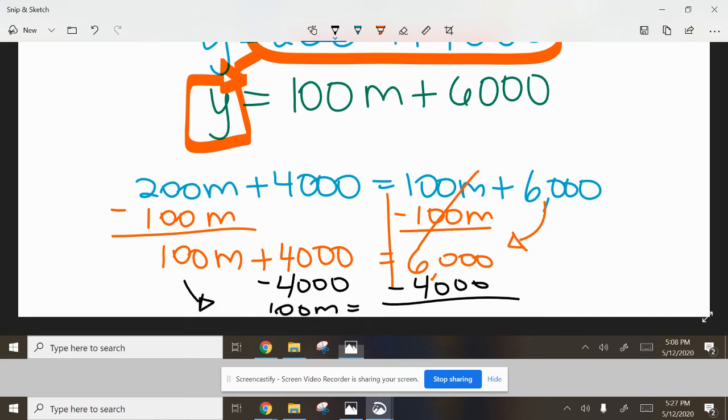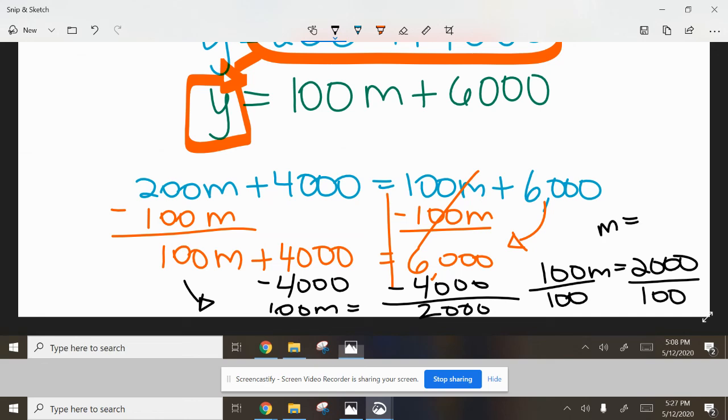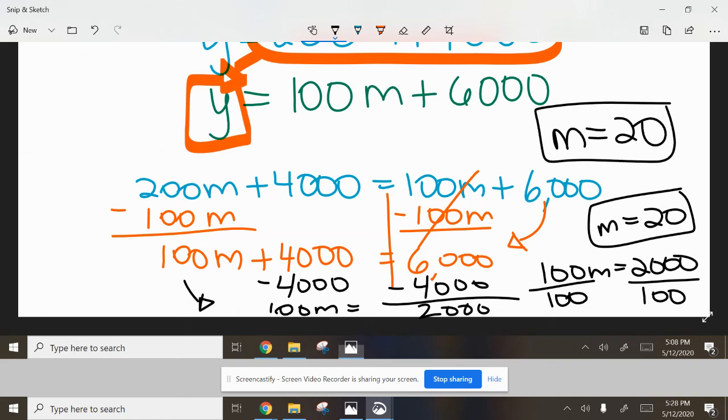100m equals 2,000. Now, how many times does 100 go into 2,000? How many $100 bills would you have to have to get $2,000? If I have 10 $100 bills, I have 1,000. If I have 20 $100 bills, I have 2,000. Okay, so m equals 20. m equals 20, and that's huge.